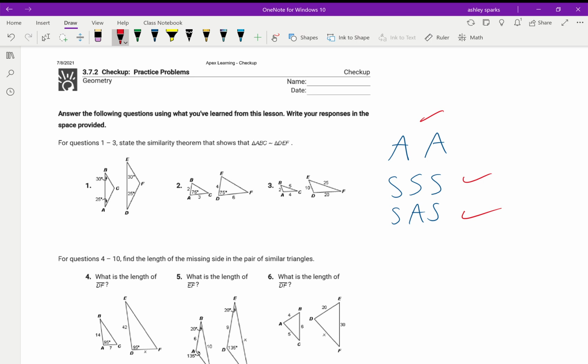If I look at number 1 here, I see 30, it matches with 30. 25 matches with 25. Those are 2 angles. They match each other. This is what an AA would look like. I know those triangles are similar. I can set up ratios from those triangles. My next one, I see 2 and 4.